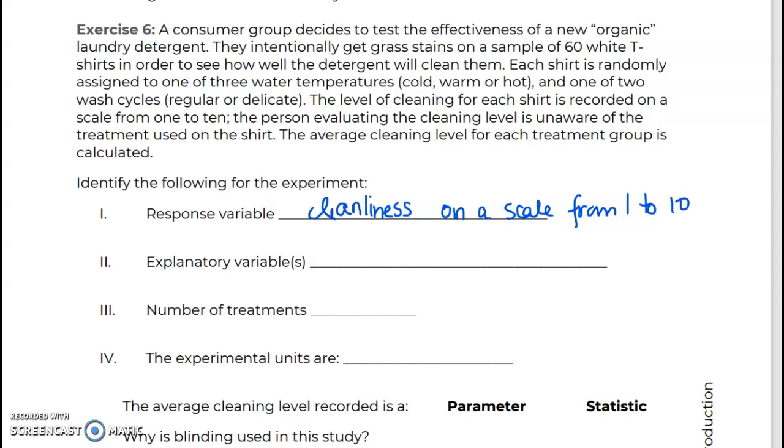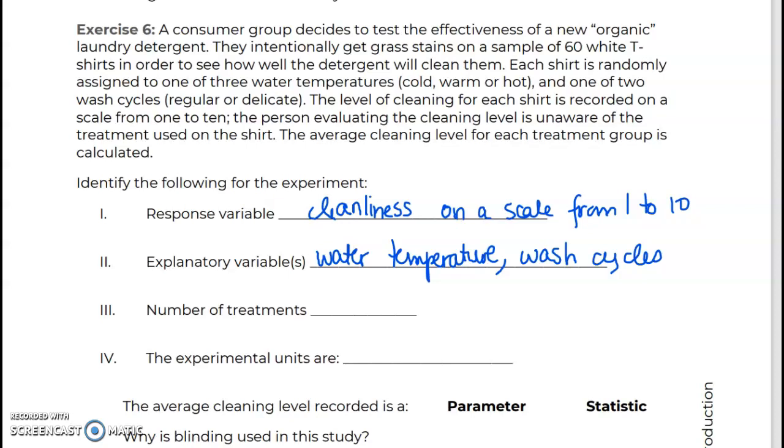What are our explanatory variables? Well, we want to see how the water temperature and the wash cycles affect how clean our shirt is. For the water temperatures, we have three different levels. We have cold, warm, or hot water. For the wash cycles, we have two levels, which are regular or delicate.